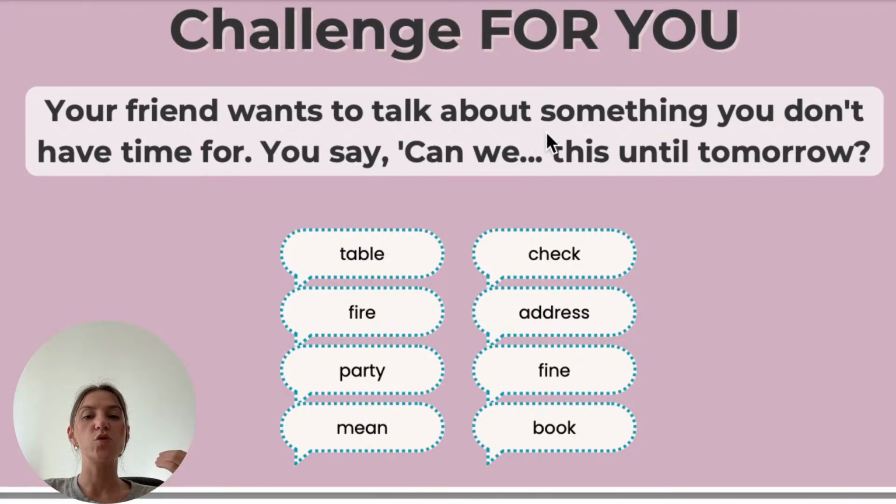Your friend wants to talk about something you don't have time for. So you say, can we this until tomorrow? Oh, wow. It's more of a colleague. Less of a friend, more of a colleague, because then it would sound so formal. So which word do we need here? Table, fire, party, mean, check, dress, fine, or book?